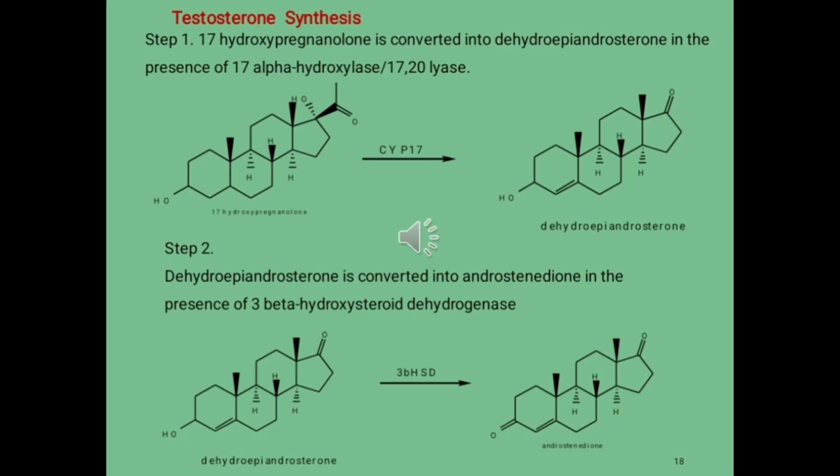In the second step, dehydroepiandrosterone is converted into androstenedione in the presence of 3-beta hydroxysteroid dehydrogenase enzyme. So the androstenedione consists of the carbonyl group at carbon 3 position and double bond at carbon 4 position. In addition, carbonyl group at carbon 17 position. So the only change that takes place at carbon 3 position is the presence of carbonyl group at carbon 3 in the androstenedione instead of hydroxyl group, which was present in the previous structure, dehydroepiandrosterone.